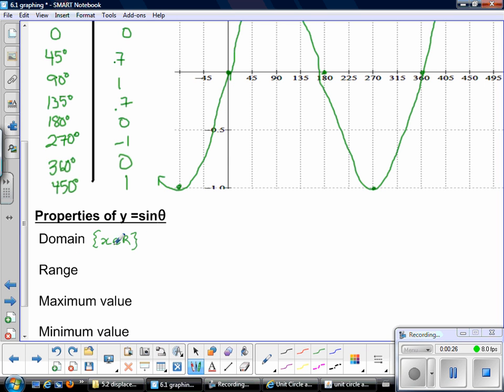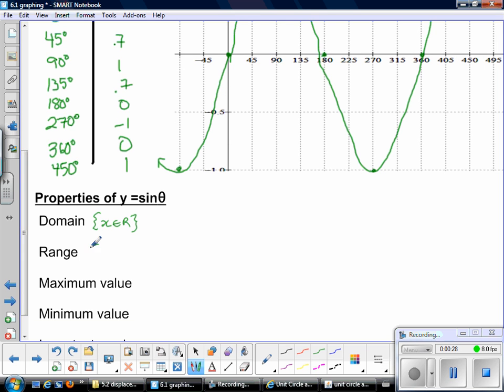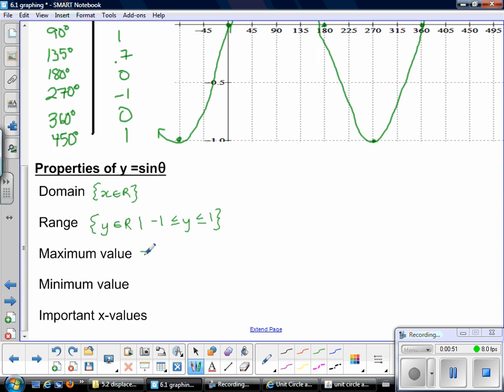Our range, well, we also are in real numbers, so that's not a problem. But we do have some restrictions on y. Because the unit circle falls between -1 and +1, our y has to fit in between there. So between the lowest and the highest spot. Now our maximum value, well, that's pretty easy. Our maximum value is 1. Our minimum value is -1. And what we mean by important x values, these are the places where the maximum and minimum values occur.